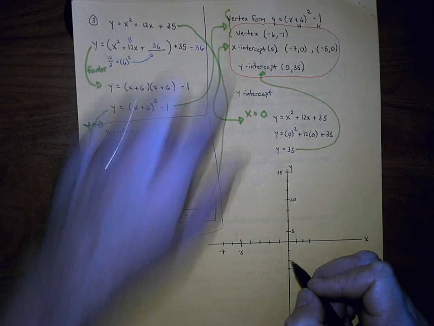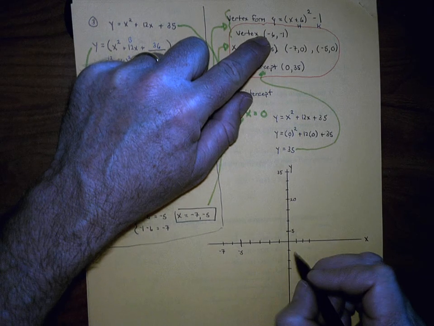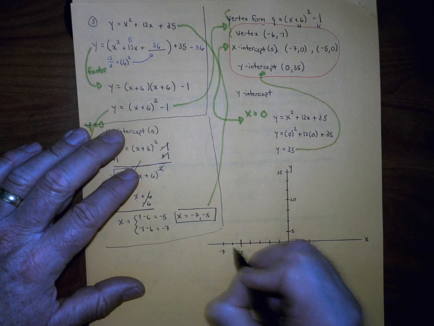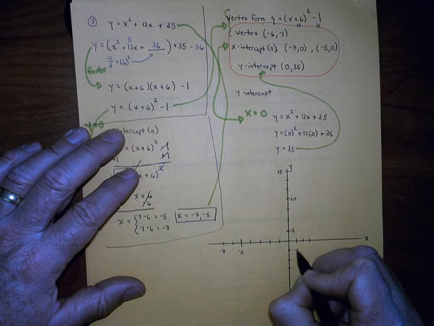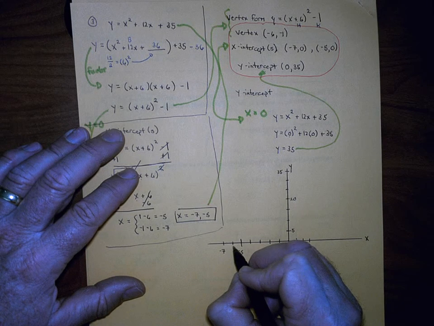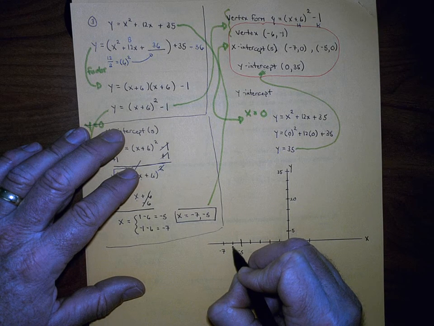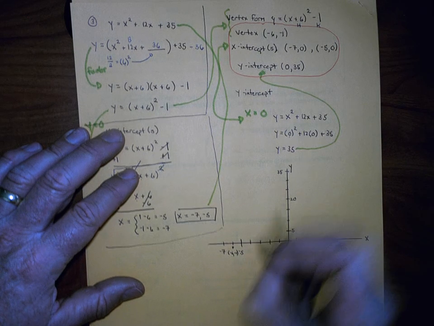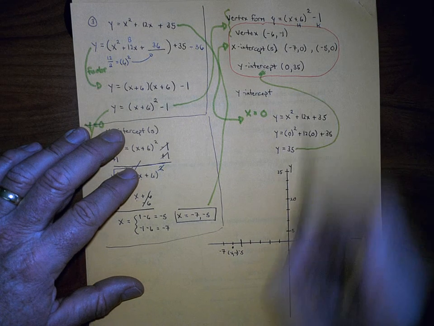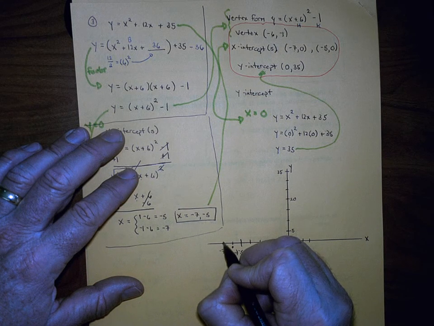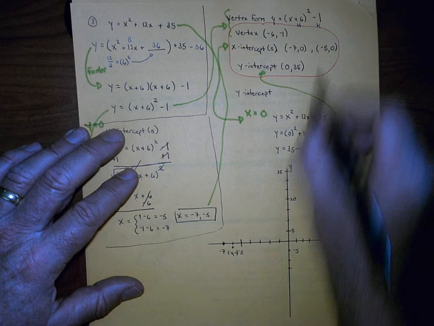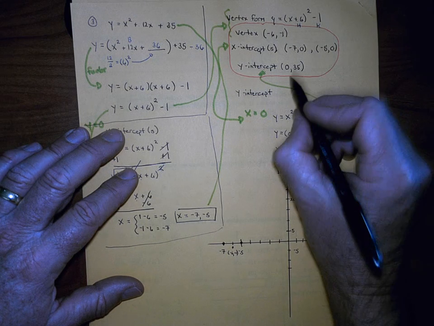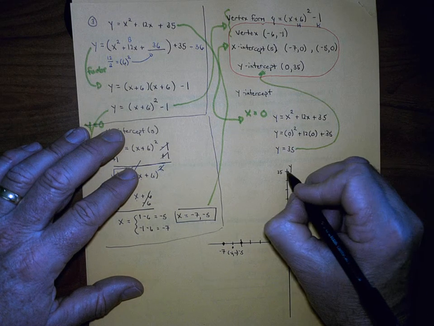The vertex is negative 6, negative 1. So that means left 6, down 1. Now don't go all the way down here because remember I'm going by 5s. So left 6, down 1 would be about right there. Okay, so that would be negative 6, negative 1. One of my x-intercepts is negative 7, 0, right there. My other x-intercept is negative 5, 0, right there. And then my y-intercept is 0, 35, so that would be way up here.